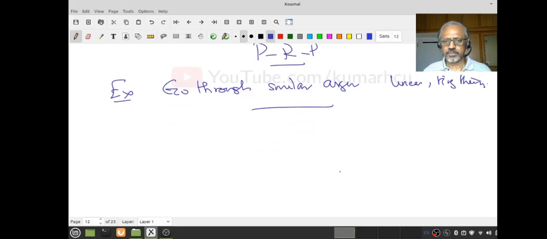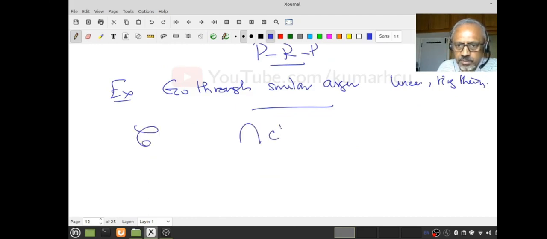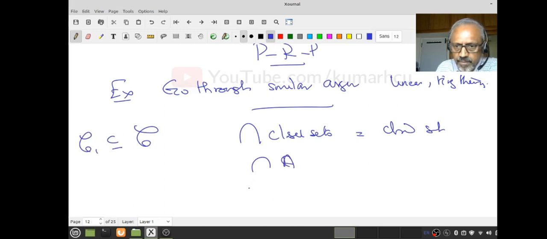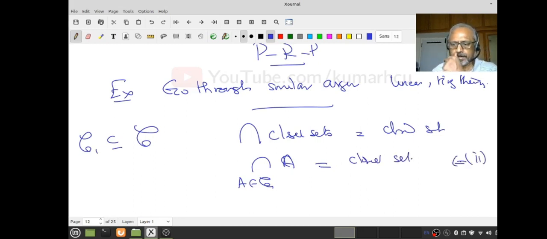Now I'll come back to our topological setting. So I have script C, the collection of closed sets. I know an arbitrary intersection of closed sets in a family is again a closed set. If I take a collection C1, then the intersection is again a closed set. This is what our condition 2 implied, right?